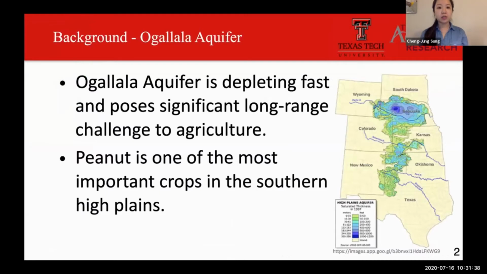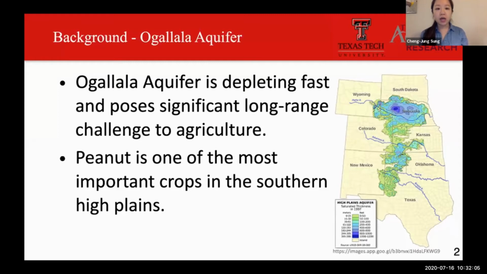So here's a little bit of the background of Ogallala Aquifer. Ogallala Aquifer is one of the biggest underground water sources in the world, and it is depleting fast and poses significant long-range challenge to agriculture. Peanut is one of the most important crops in the southern highland areas that relies on the Ogallala Aquifer as the most important water source for irrigation.